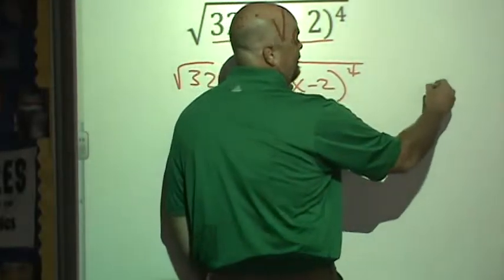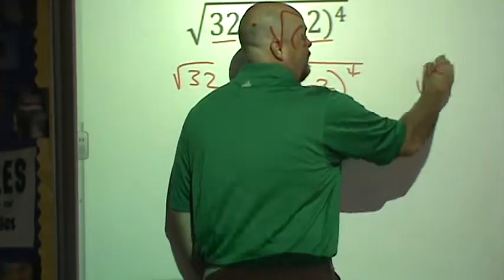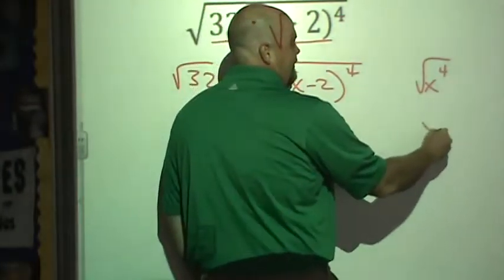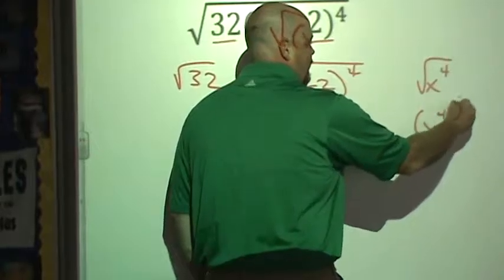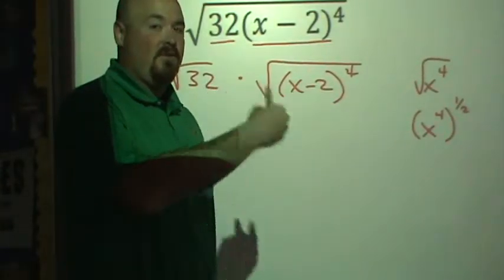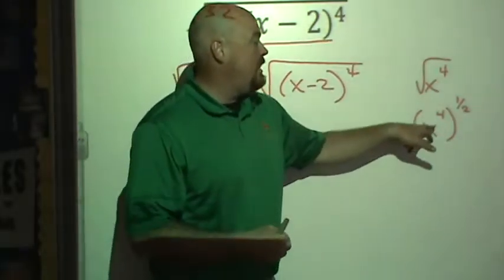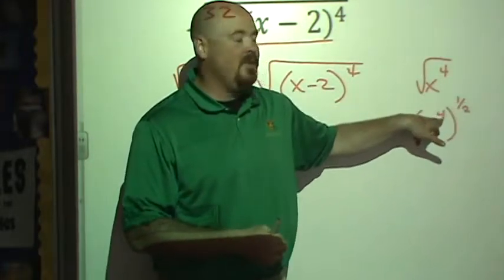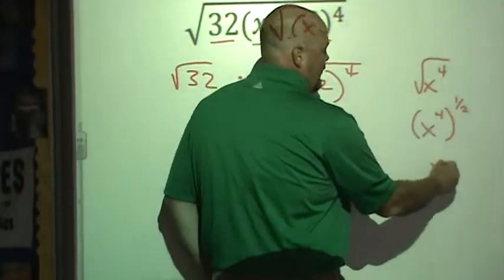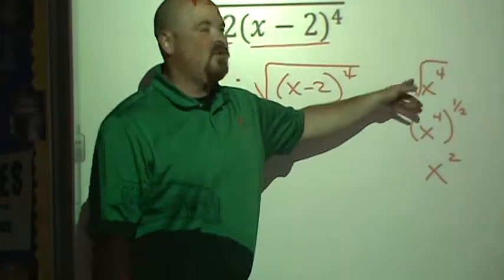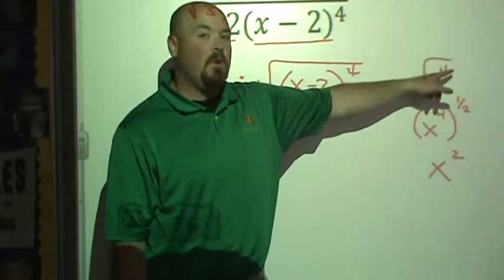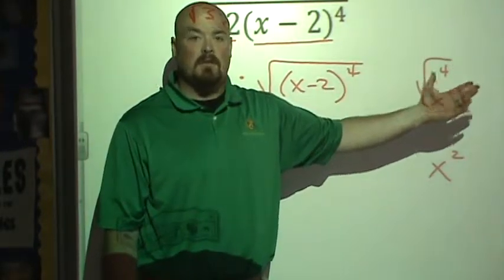Just as a quick little aside, if you had the square root of just x to the fourth, okay, that's x to the fourth to the 1/2 power, isn't it? Radicals can be written as fractional exponents. So x to the fourth to the 1/2 power, if I multiply these, 4 times 1/2 is 2, so we get x squared. So when we take the square root, and specifically the square root of an even power, we just take half of it, right?